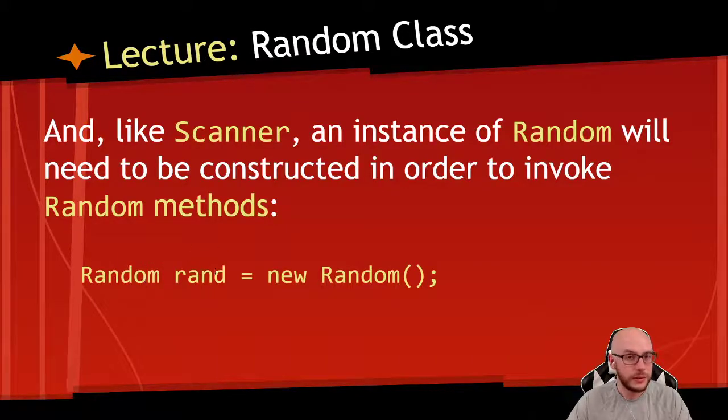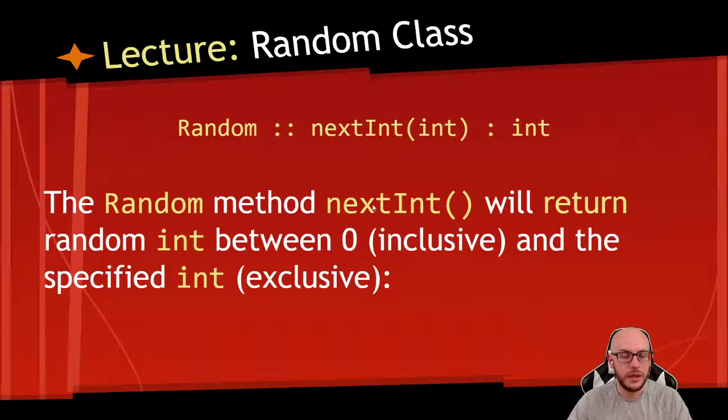Notice over here, this is actually a variable declaration. We're creating a variable called rand of the type Random, right? This is really not that different from saying something like int x or double z. And we're setting that equal to a new Random object. Don't worry too much about what's going on here, but this is very similar to Scanner. And then we're going to have a nextInt method, which will return a random int between 0 inclusive and the specified int exclusive.